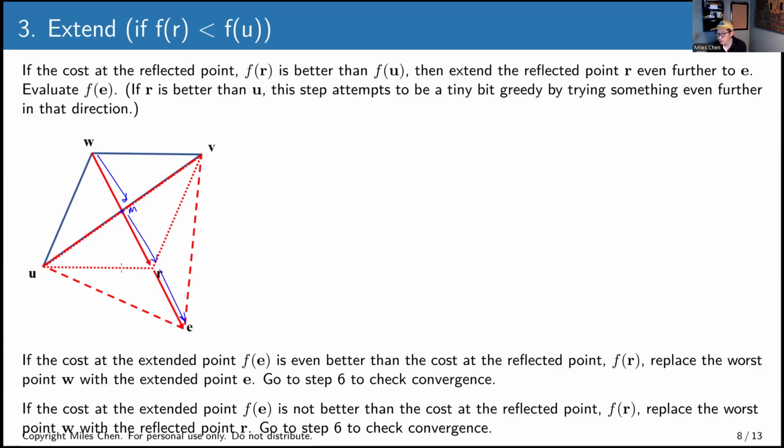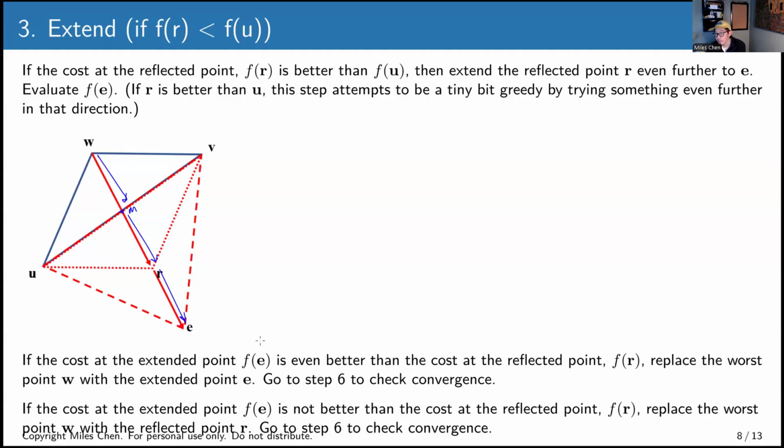So, if R is better than U, the algorithm basically tries to be a little bit greedy by trying something further in this direction. We're saying, you know what, the reflected point seems to be taking us in the right direction. So let's just push our luck a little bit and just try going even further in that direction. That takes us to the extended point. And we evaluate the function at the extended point.